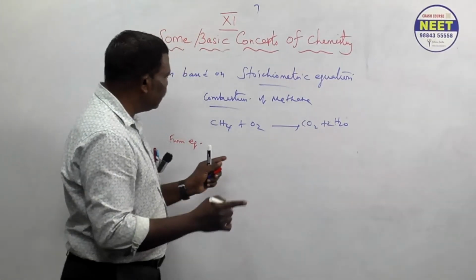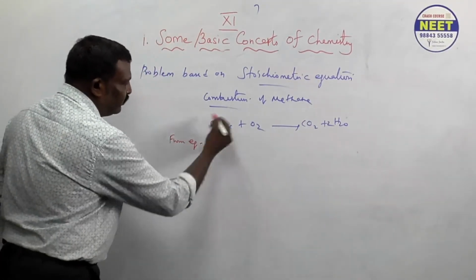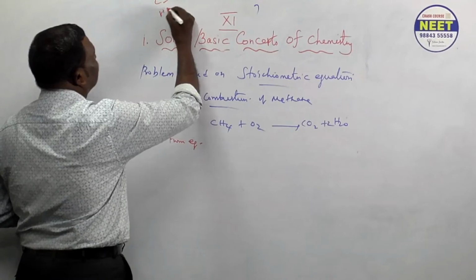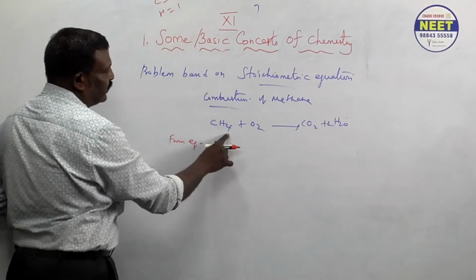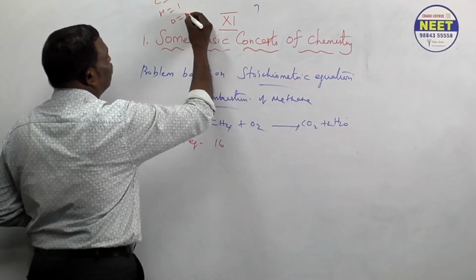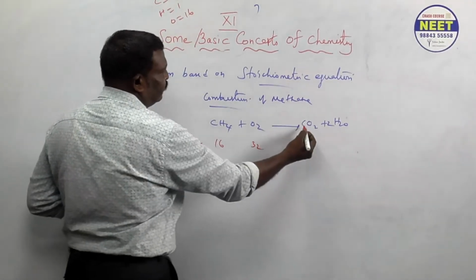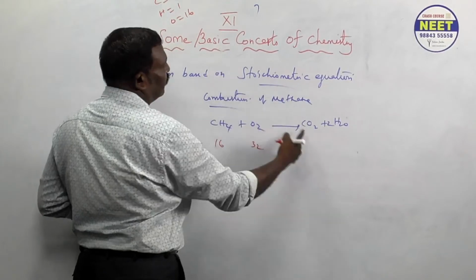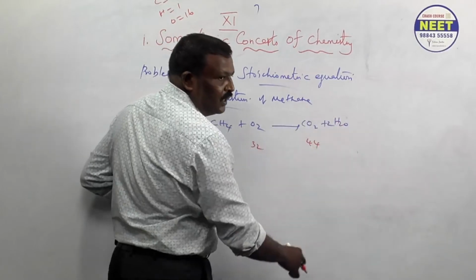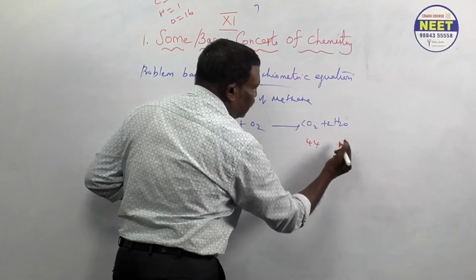Now see one more thing. First I complete this one. From the equation, tell me. I told you already, carbon 12, hydrogen 1, 12 plus 4, what? 16. Oxygen I told you, one oxygen atomic mass is 16. Here how much? 32. 12 plus 32, 44. 1 H2O, 18 gram. 2 H2O, that is, 36. Understood?